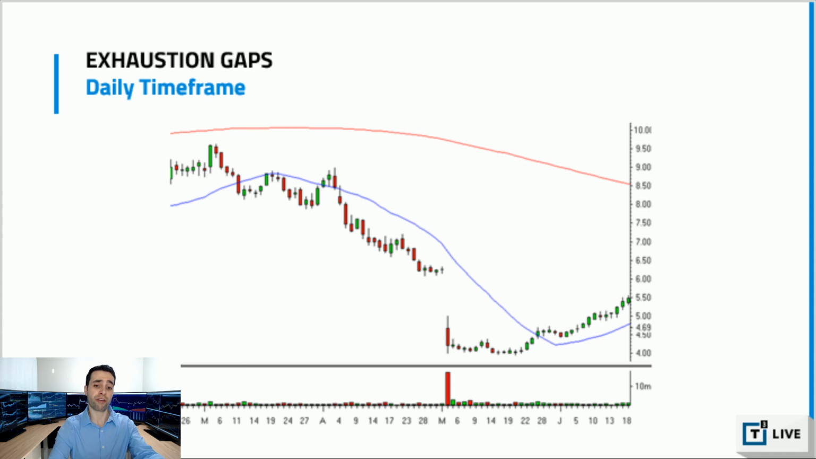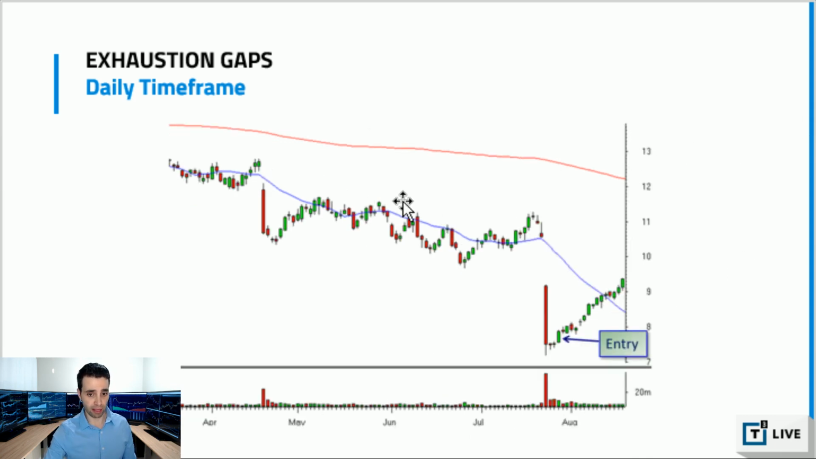Exhaustion gaps, on the other hand, come after an extended move down, if it's an exhaustion gap down, or an extended move up if it's an exhaustion gap up. In this case, this was an exhaustion move down and then the stock gapped down. On exhaustion gaps, you always get a big spike in volume, and then you play the move that forms afterwards. So you get the big sell-off, and then the big gap down.